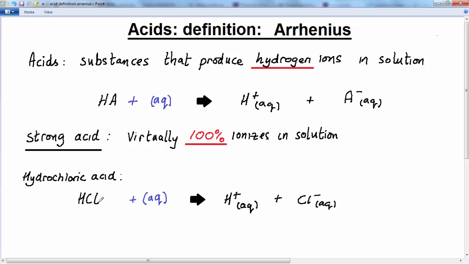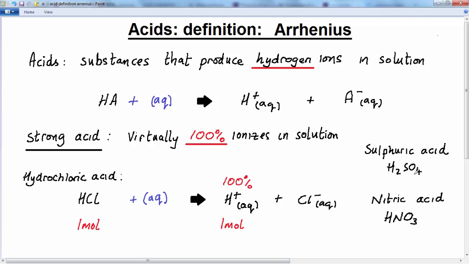So if we pass hydrogen chloride, which is a covalent gas, through water, that's to say if we dissolve it in solution, it will 100% ionize into aqueous hydrogen ions and chloride ions, and we can therefore say if we dissolve 1 mole of hydrogen chloride in water, then we will get 1 mole of hydrogen ions produced. Okay, so hydrochloric acid is a strong acid. Now other examples of strong acids, as you probably know, are sulfuric acid and nitric acid. Okay, so these are the other common laboratory acids that we use.